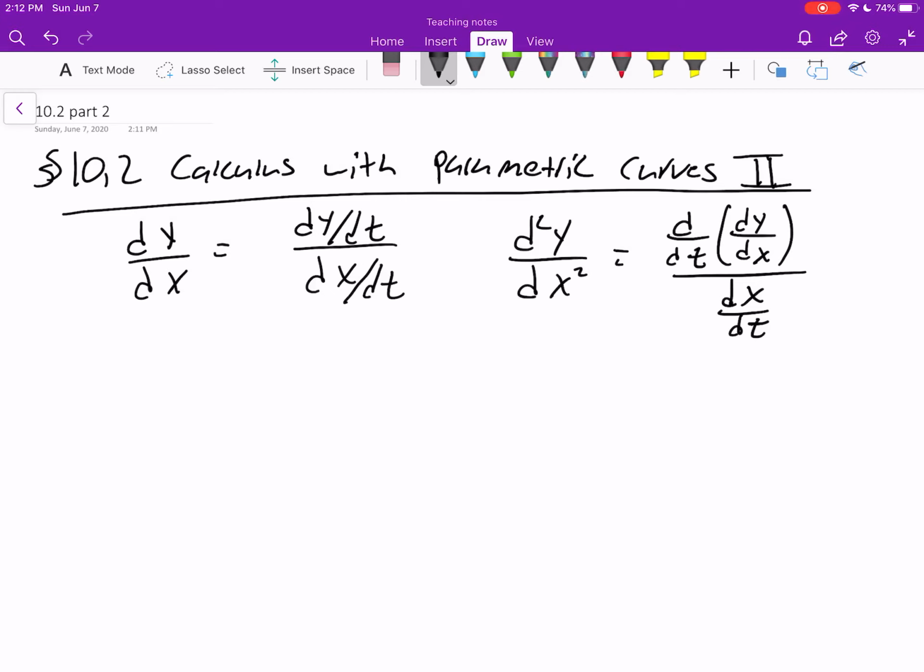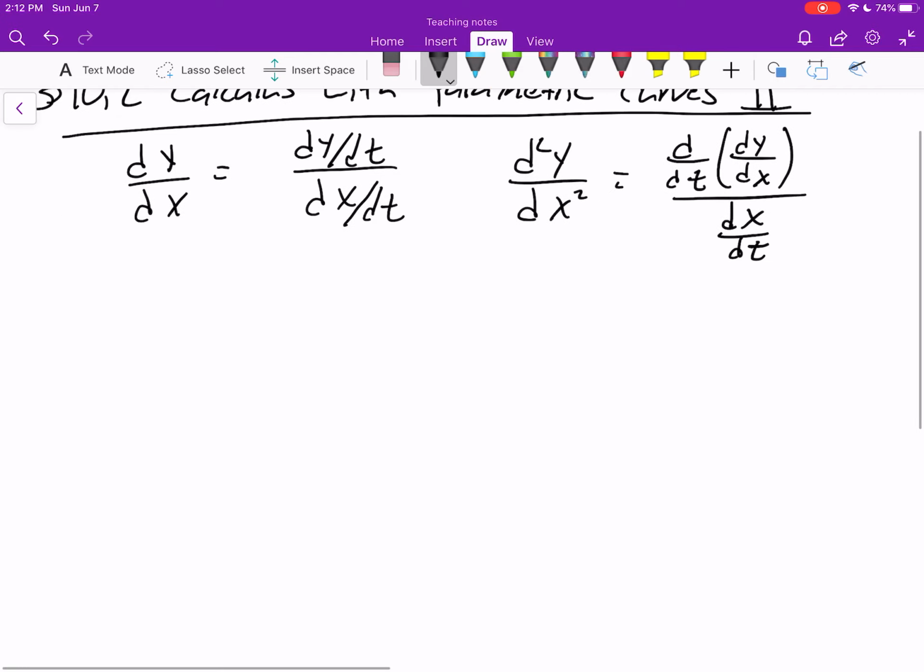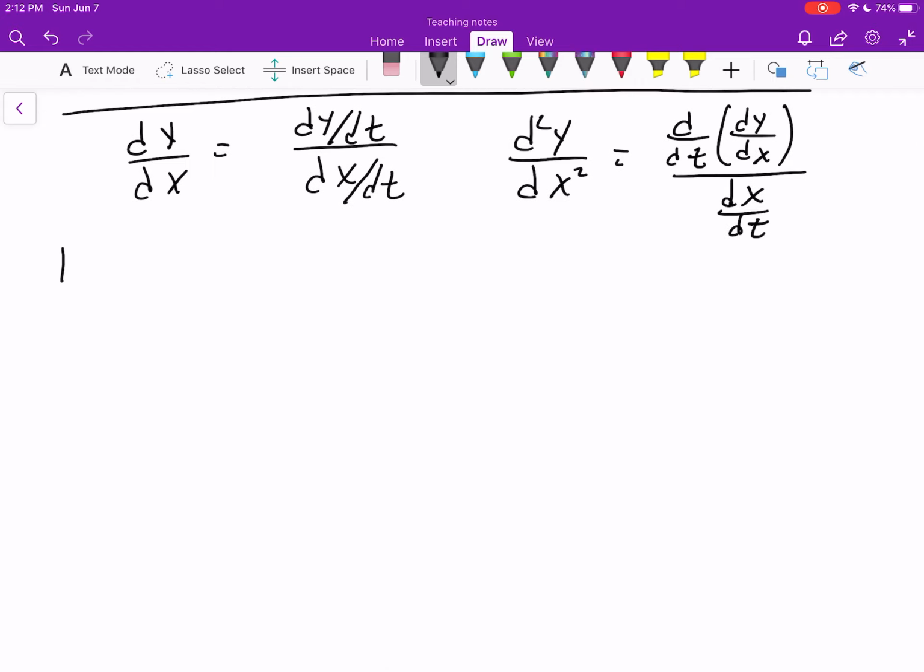All right, so this is part 2 to section 10.2, calculus with parametric curves. Just at the top here, I've written up the formulas that I'm going to reference back to. It's the first and second derivative for the parametric curve. Let's jump right into the example because this one takes a minute to do.